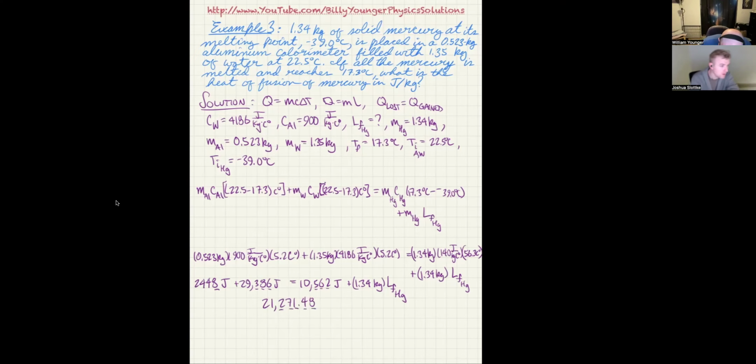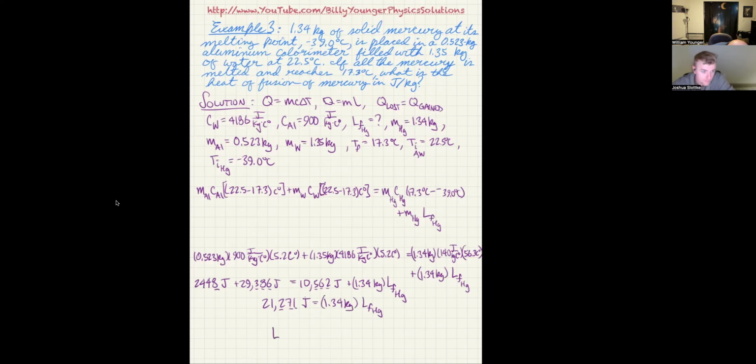Again, there's no way I can get that 48 with the numbers that are shown up here. In fact, it'd probably be best for me to just show this as 1 and get rid of that decimal jump. Okay. So that's it in joules. And of course, that's equal to 1.34 kilograms times the latent heat of fusion of mercury.